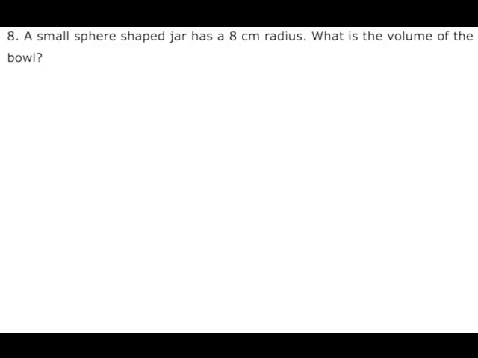Okay, 8. A small sphere-shaped jar has an 8 centimeter radius. What is the volume of the bowl? So here's my ball. We know that the radius is 8. So this distance from the center up to an edge is 8 centimeters.